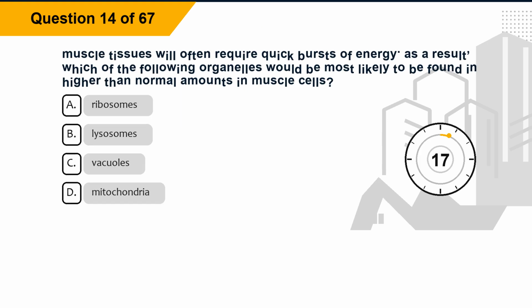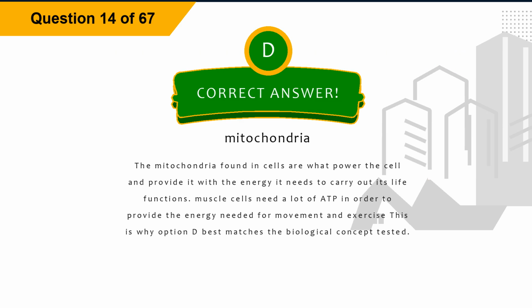Question 14. Muscle tissues will often require quick bursts of energy. As a result, which of the following organelles would be most likely to be found in higher than normal amounts in muscle cells? Option A, ribosomes. Option B, lysosomes. Option C, vacuoles. Option D, mitochondria. The correct answer is option D, mitochondria.